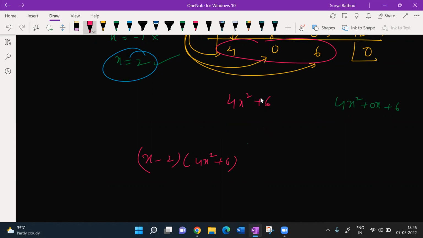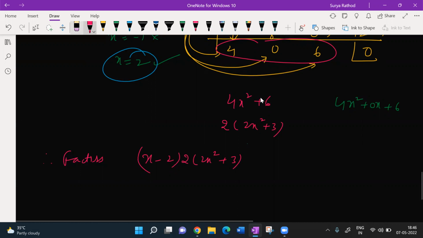You can write like that also, no problem. Factors, therefore factors is equal to this. So 2, if we take common, nothing wrong, you can write like this also. It can have 2 or 3 factors. Anything is fine, but I would suggest to write as it is.